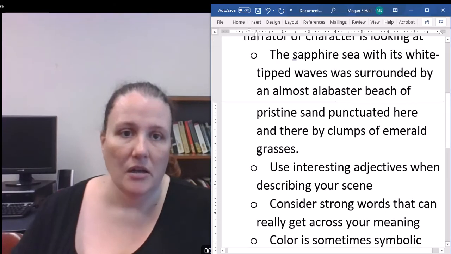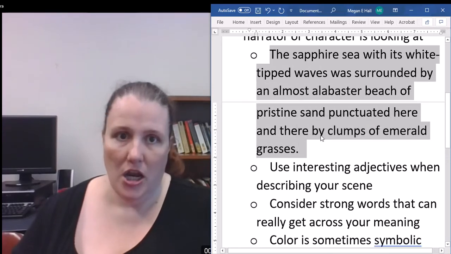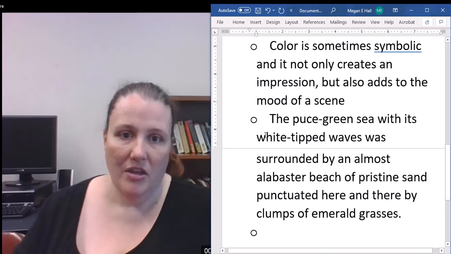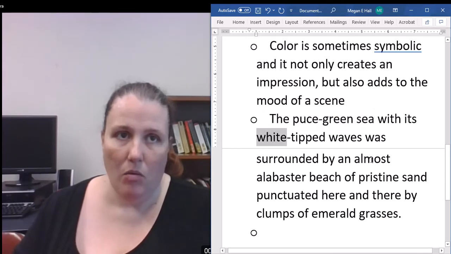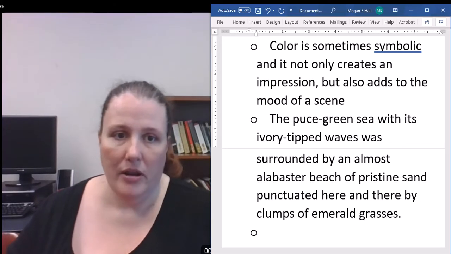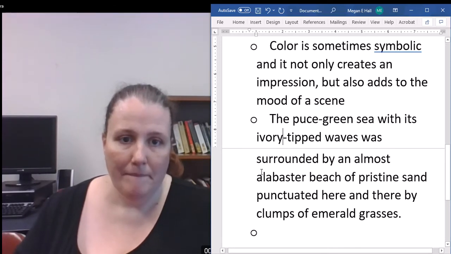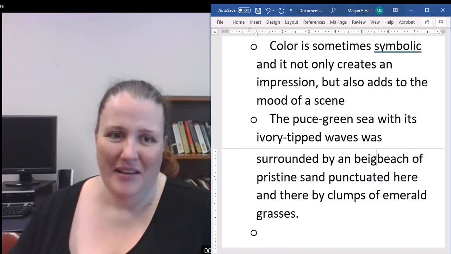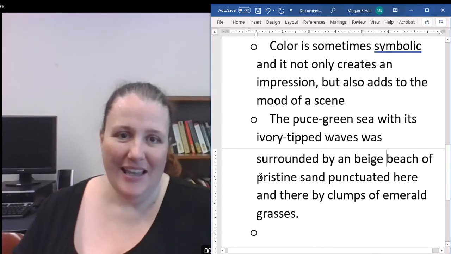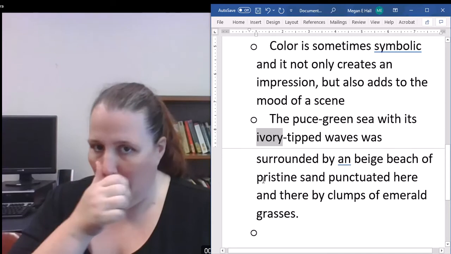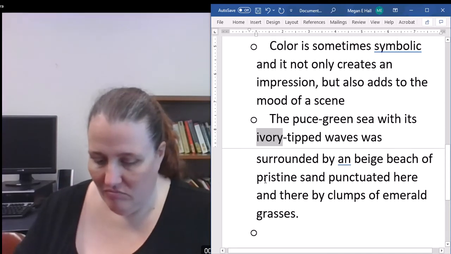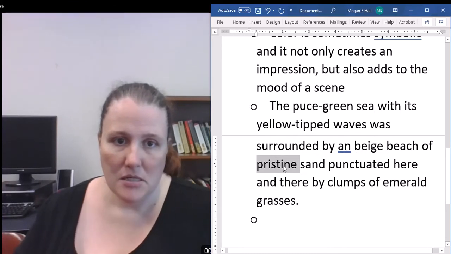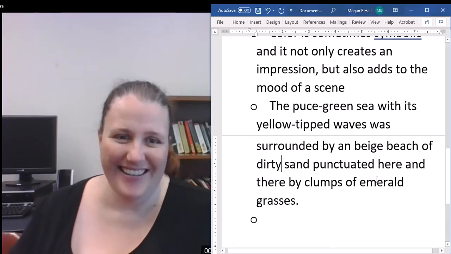So here we have a sapphire sea, it's blue, right? Let's take that and just change the color and see what happens. The puce green sea with, I don't quite want white, right? I want kind of off-white. So let me say ivory-tipped waves was surrounded by an almost, instead of almost alabaster, I'm going to say beige. Beige beach of, now, that doesn't fit with this, and I don't like ivory here, but we'll say, can we say yellow? Let's say yellow. Pristine doesn't fit then, right? Dirty.